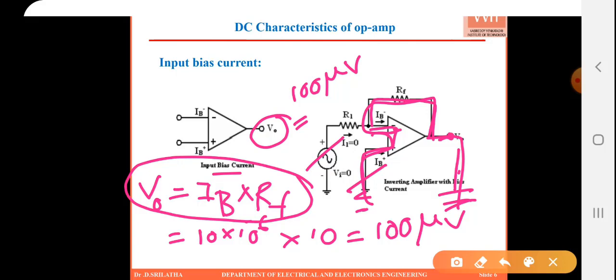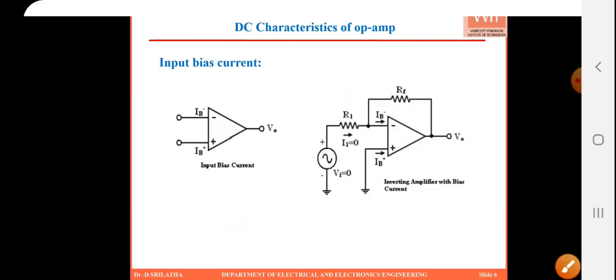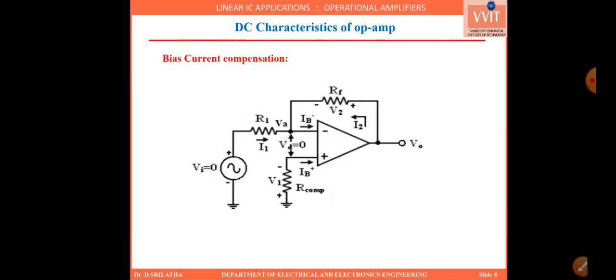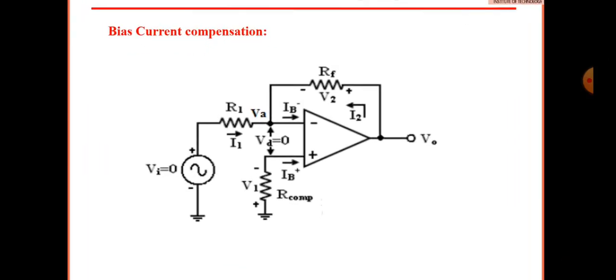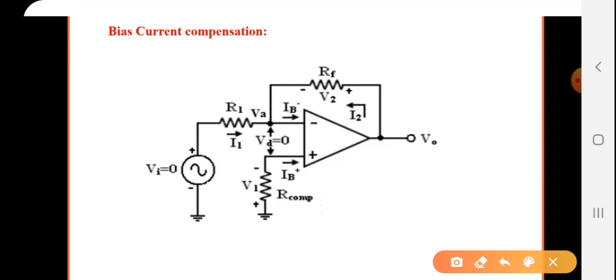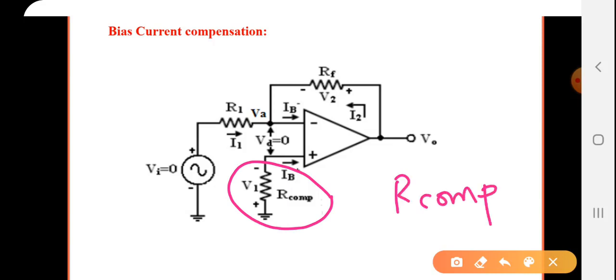Okay, so for that, we need to compensate for this effect of the biasing current. So let us see bias current compensation. Okay, so let us discuss this bias current compensation. For that, this is our actual circuit from before, but in addition to that I am going to consider a resistor called the compensating resistor, R comp, connected to the non-inverting terminal. So this compensation resistor is going to compensate the effect of bias current. So that's why it is called bias current compensation.